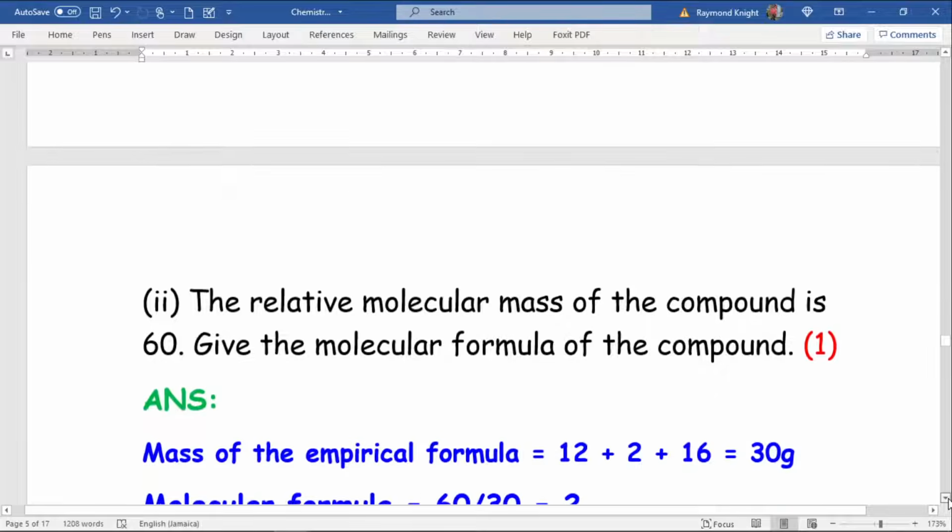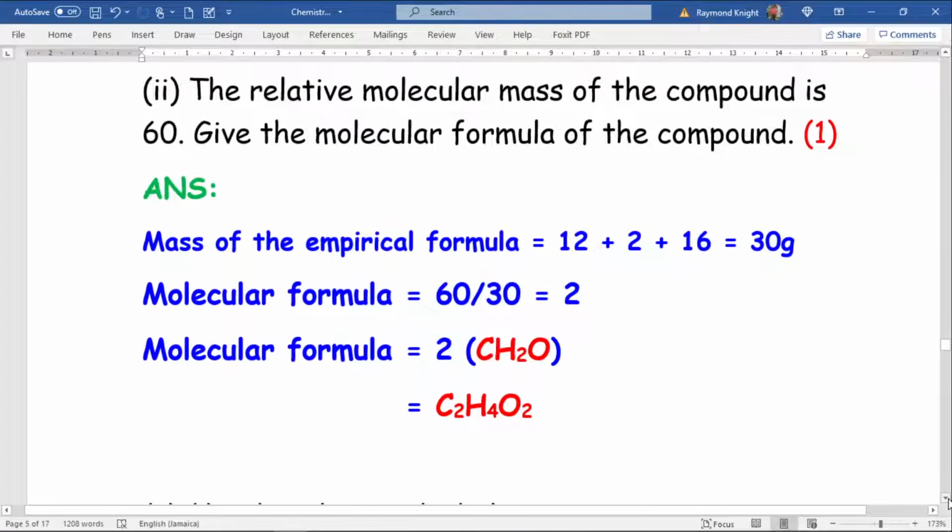All right, part 2. The relative molecular mass of the compound is 60. Give the molecular formula of the compound. This is a 1 mark question. The answer here is based on the mass of the empirical formula. You need to know the mass of the empirical formula, which is going to be 12 plus 2 plus 16. Because remember, it is CH2O. So carbon is only 1.